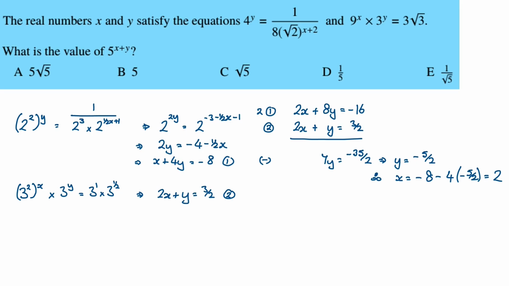All right, next part. So I haven't finished because I need to work out the value of 5x plus y, so add my x and y together. Well, that's going to give me 2 minus 5 over 2, which is 4 over 2 minus 5 over 2, or minus a half, which is otherwise known as 1 over root 5. Is it up there? Yes, it is. It's answer E. So answer E is my answer today.